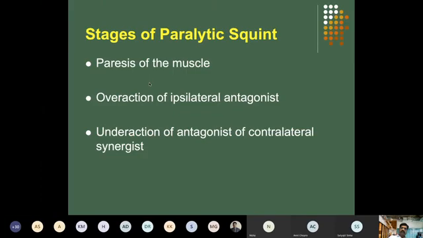The stages of paralytic squint are of the muscle, then we get overaction.